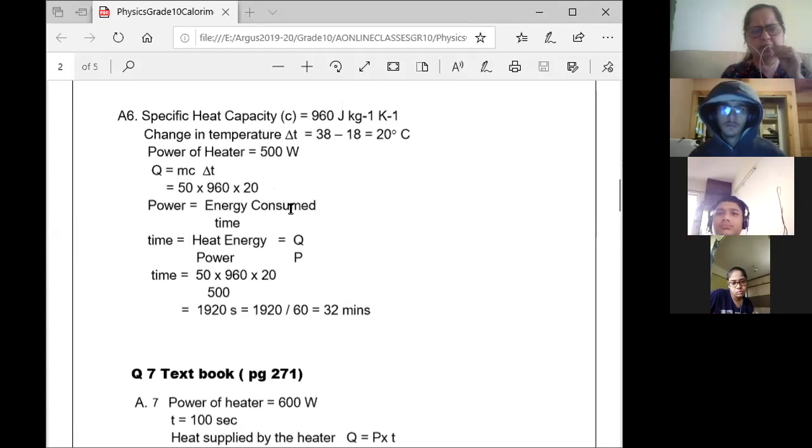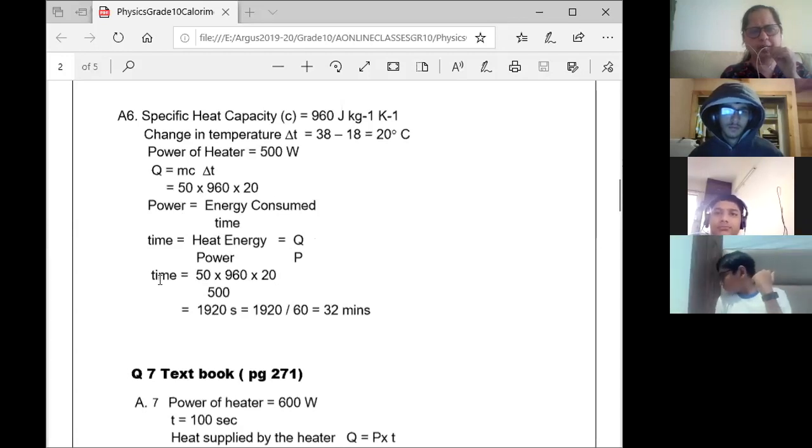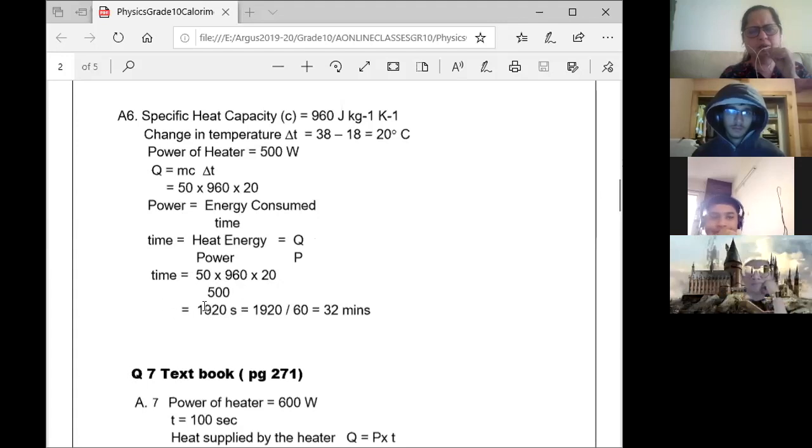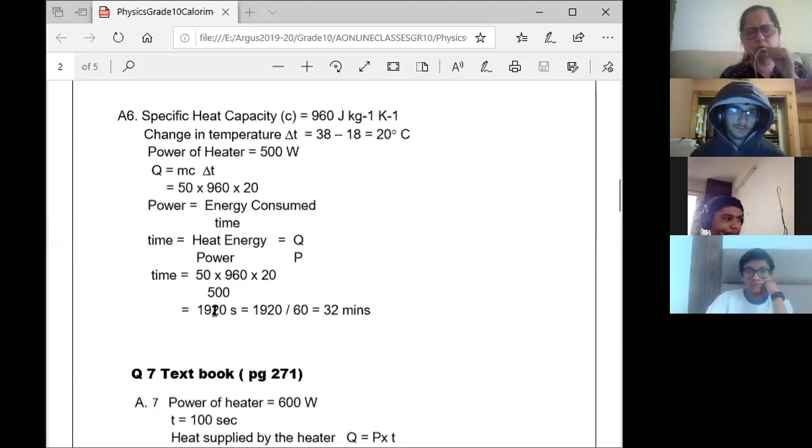Now power is equal to energy consumed upon time, right? So time is equal to heat energy upon power, Q divided by P. Q is 50 into 960 into 20, divided by power. What is the power? 500 watts. So divided by 500, it will easily get cancelled, and you will get the answer 1920 seconds.